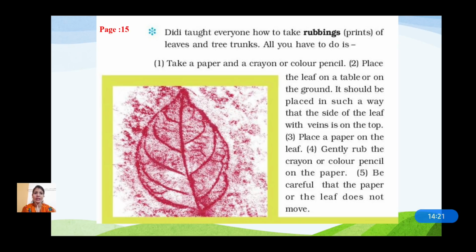Place a paper on the leaf. Gently rub the crayon or color pencil on the paper. Be careful. Put some weight on it so that the paper doesn't move. After this video, again I am going to send you a link of how to trace this leaf.